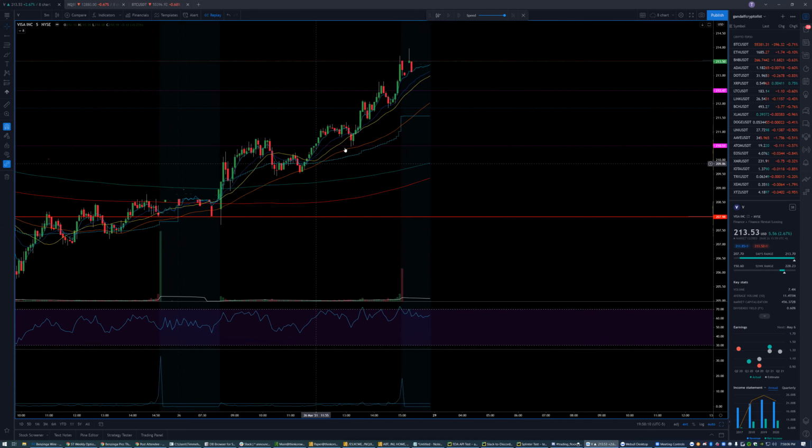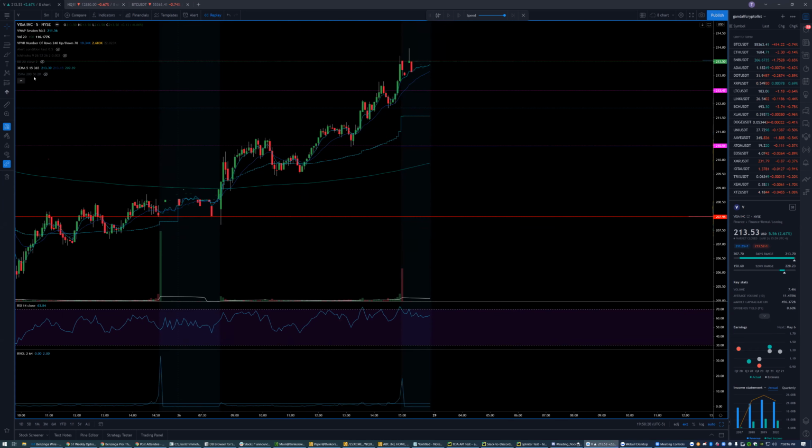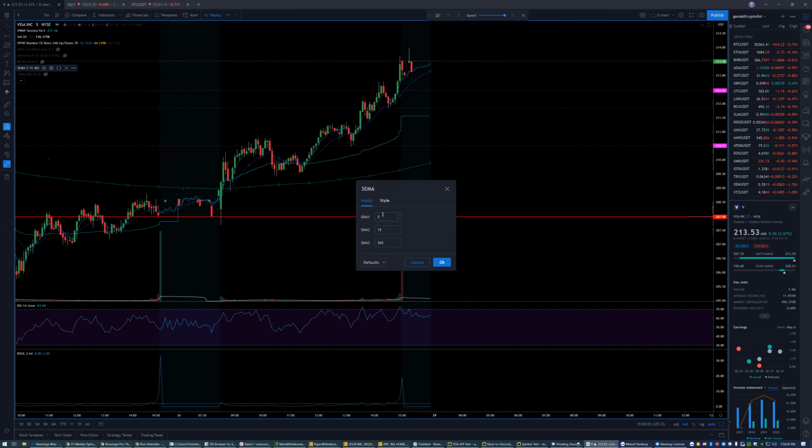It's just trending up all day long, and you could actually find some re-entries on these EMAs. Let's change this. Let's go 9 and 20.